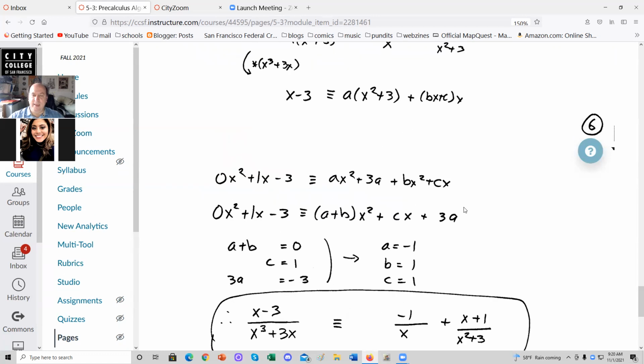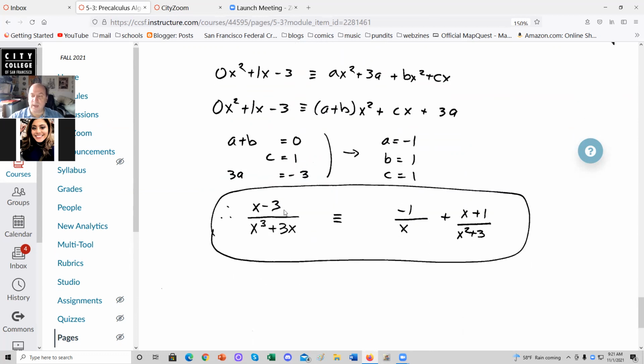So let's go by coefficients. This on the left is 0x squared plus 1x minus 3. This we expand out as a plus b x squared plus c times x plus 3a. So identifying coefficients means that a plus b is 0, c is 1, 3a is negative 3. So from that, easy to solve that a is negative 1, b is 1, c is 1.